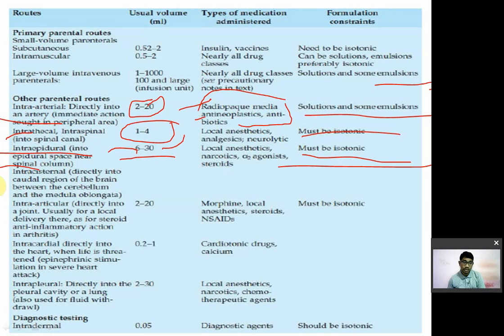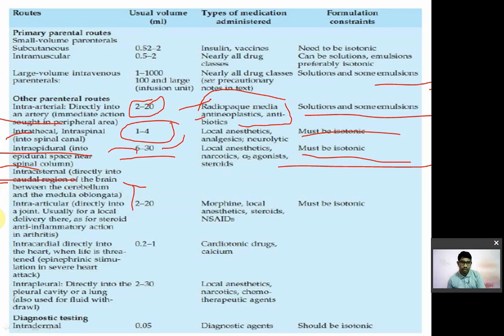What is intracisternal? Intracisternal means directly you have to inject the drug in the region of the brain between the cerebellum and medulla oblongata. Again, only a small amount of drug can be injected. यहाँ पे कुछ वॉल्यूम नहीं दिया है उनका, ठीक है. So it is seldom used. ब्रेन में कोई इंजेक्शन कभी दिया नहीं जाता.